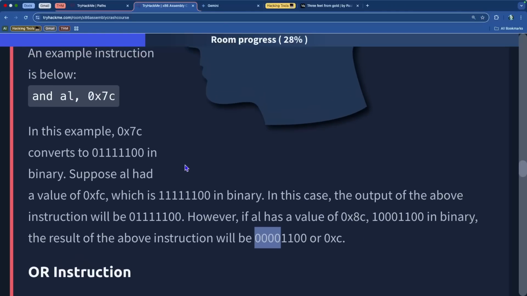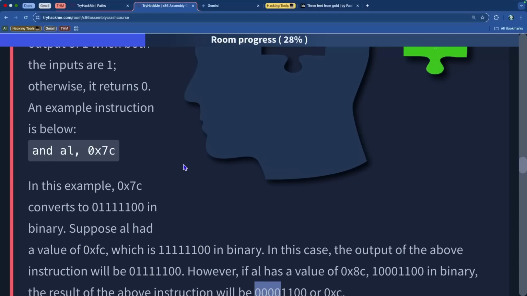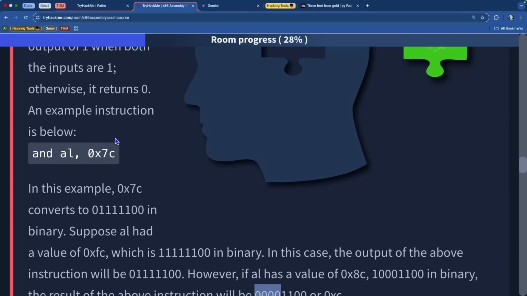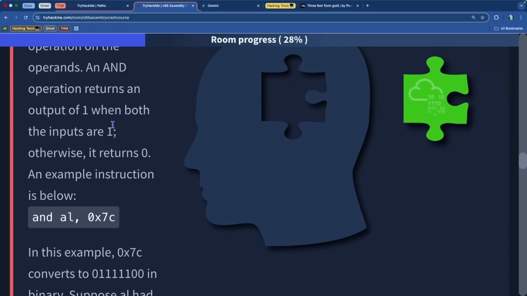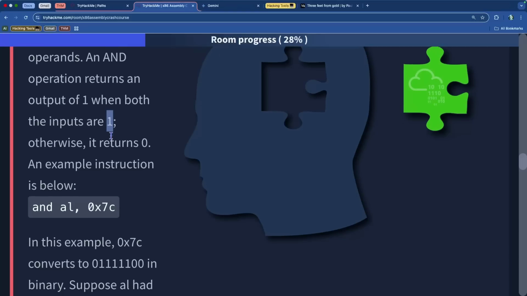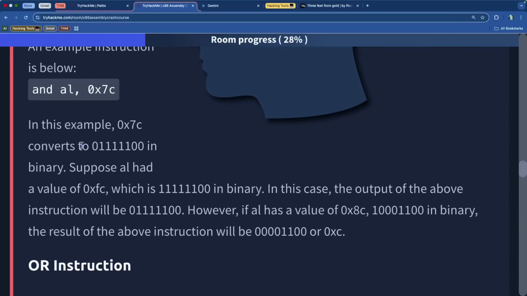So keep this in mind. It's essentially doing this. It's looking at the two values. It says right here that it will return an output of 1 when both of the inputs are 1, otherwise it returns 0, meaning if both of them are 1, it'll give you 1. If one of them is 0, it'll give you a 0, or if both of them are 0, it'll give you a 0. So this converts into this in binary.